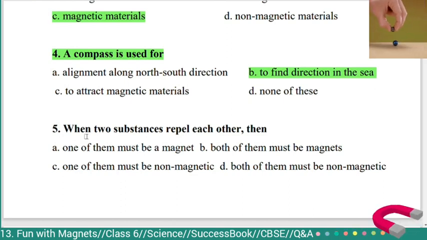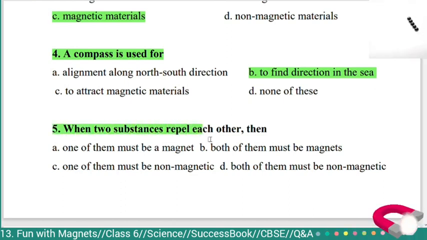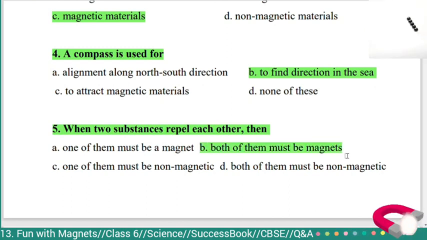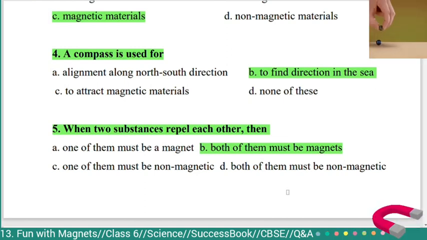Fifth question. When two substances repel each other, then the given options are A. One of them must be a magnet, B. Both of them must be magnets, C. One of them must be non-magnetic, D. Both of them must be non-magnetic. Here the correct answer is option B. Both of them must be magnets. When two substances repel each other, then both of them must be magnets.